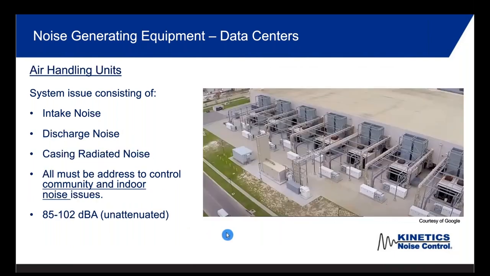Air handling units have intake noise, discharge noise, and casing radiated noise. Sometimes the cooling, instead of being air-cooled chillers up on the roof, is AC units on the side of the building. Once again, we need to address all these noise issues, both indoors and outdoors of the building, and that unattenuated runs about 85 to 102 dBA.